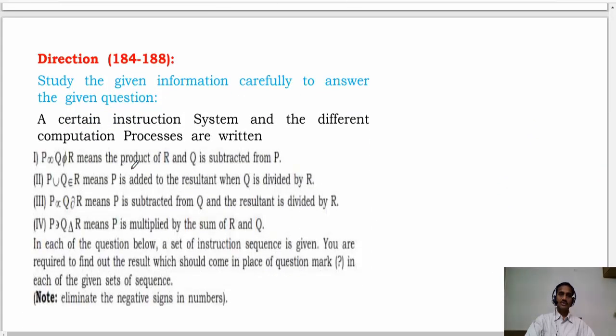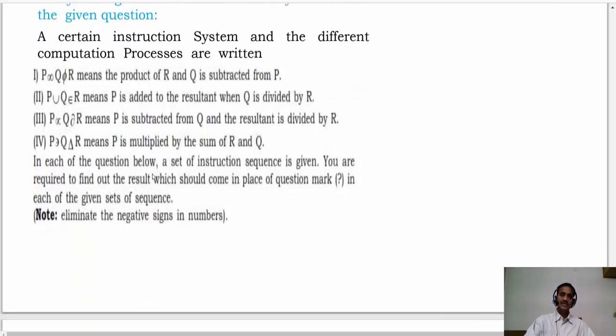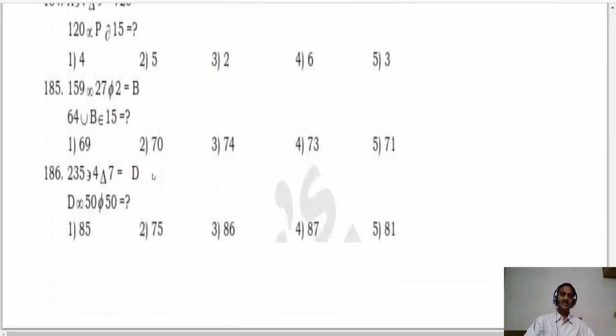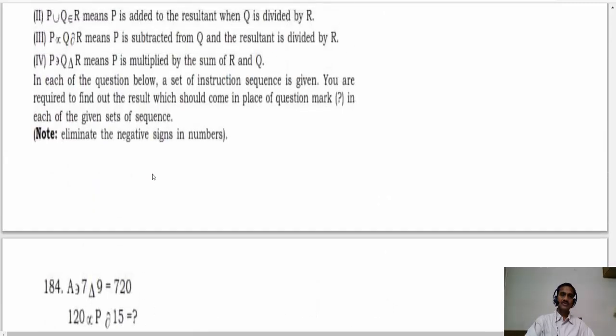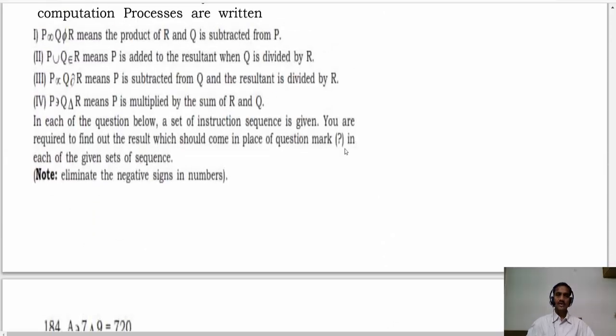Now 184 to 188. Now in this one, we discussed earlier in number series, condition based number series. Isn't it? Condition based number series, so what is the condition? What are the conditions we have? Now alpha and pi, tell me what to do. Alpha for P, Q, R. Then alpha and pi in the same order. The product of R and Q is subtracted from P. P minus QR. The product of Q and R is subtracted from P.